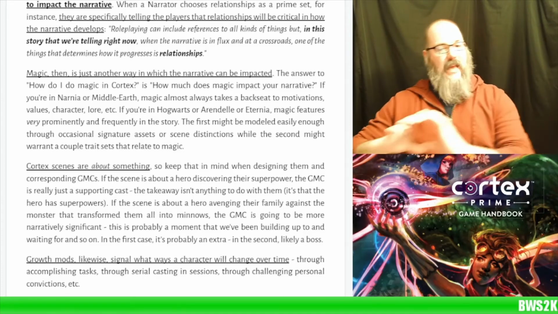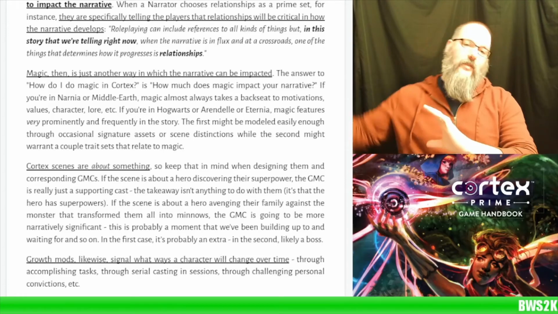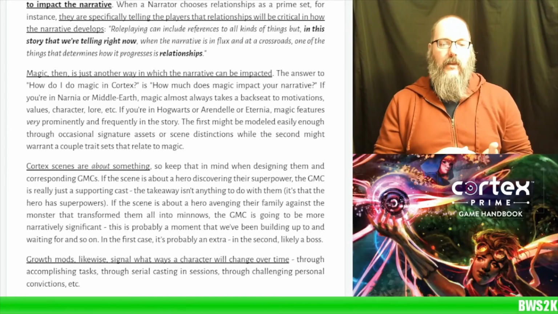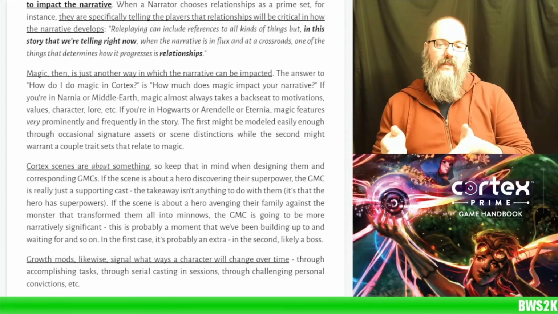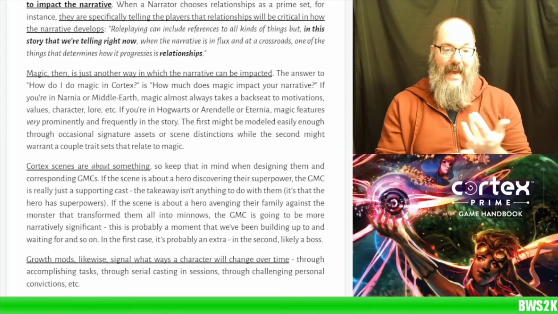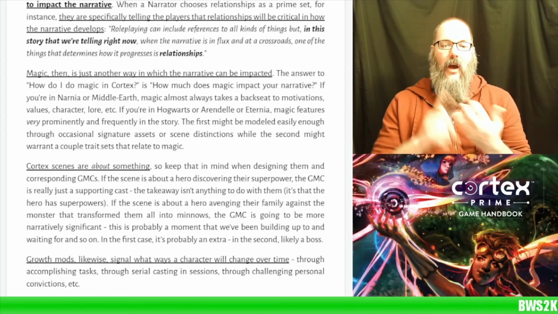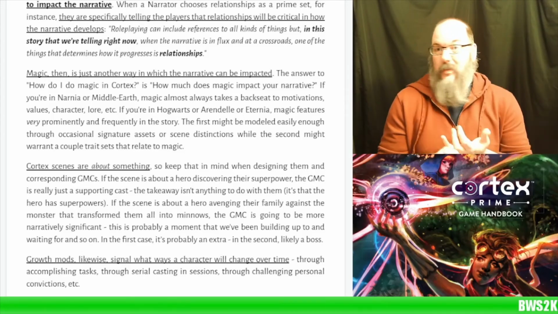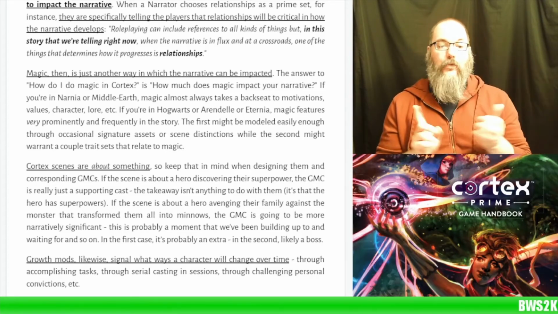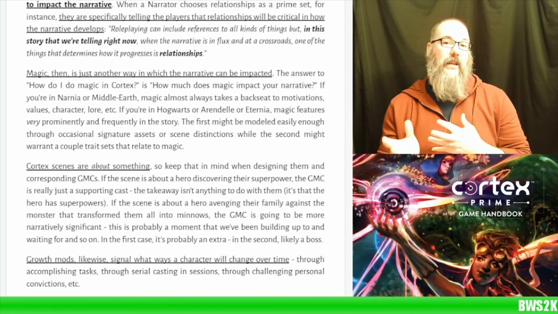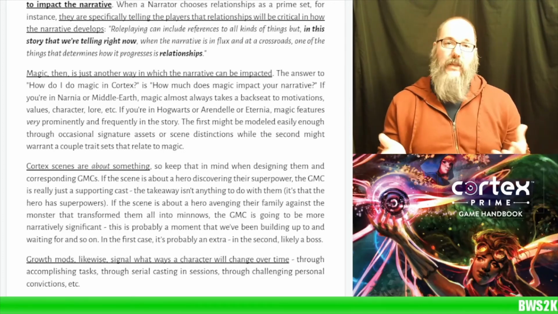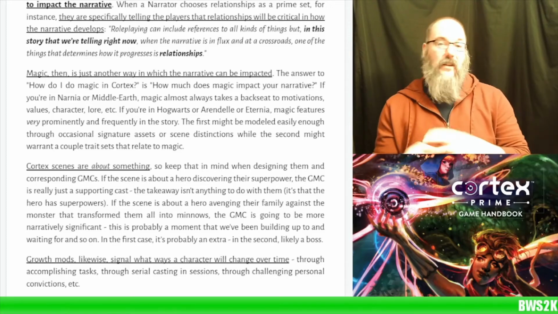Okay, so that's the second piece, and then the third piece, also related to everything but not really in the same sphere, is growth mods. Growth mods likewise signal what ways a character will change over time. So whether it's accomplishing tasks, which would be milestones, serial casting in sessions, which would just be session records, just the more times you play, or through challenging personal convictions, which would be trait statements and the growth pool. Or maybe there's another; there's a lot of really creative folks out there, and I know there are mishmash versions of these in other ways.